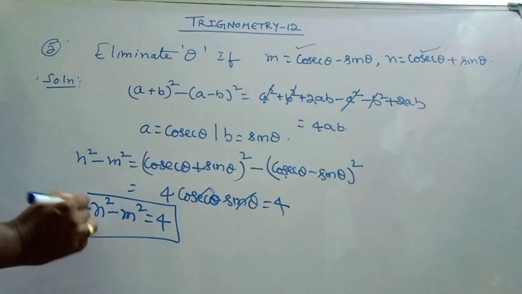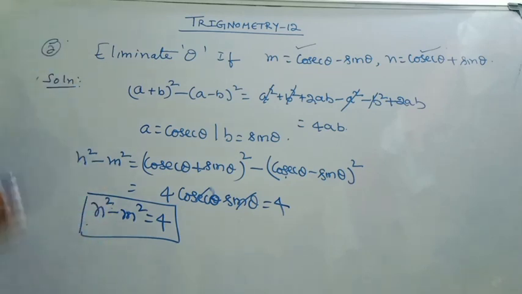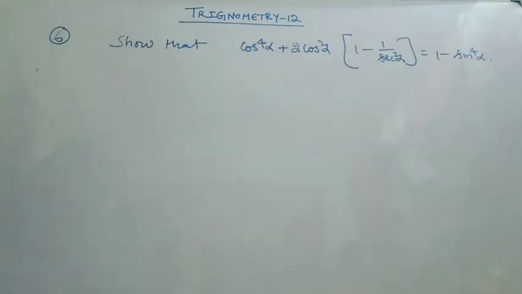This equation does not contain any theta at all. That means theta is eliminated and you got a relation nicely between n and m. This is the way you are going to eliminate theta in such problems. Use some mathematical rules and trigonometric rules and try to make this theta disappear, right? Now see, we have another problem.